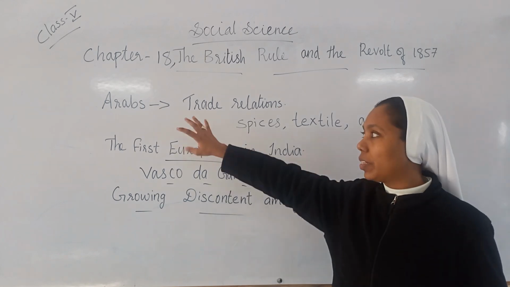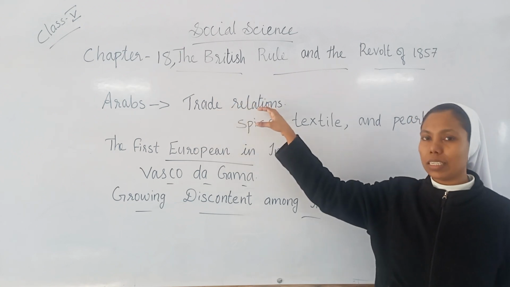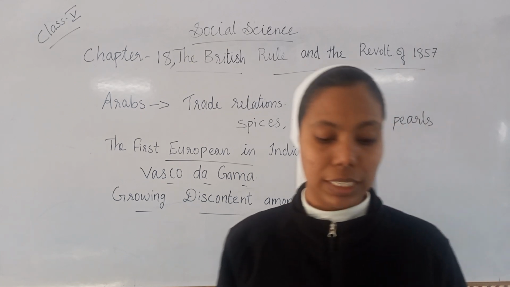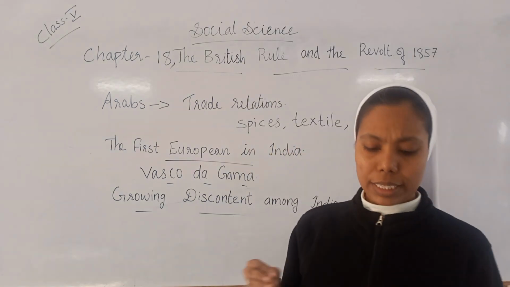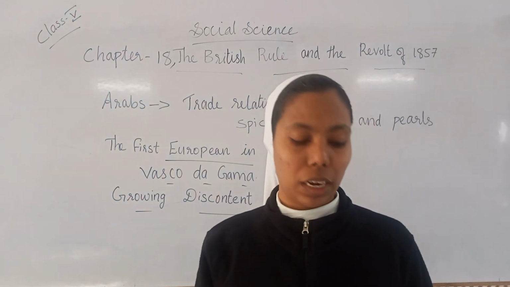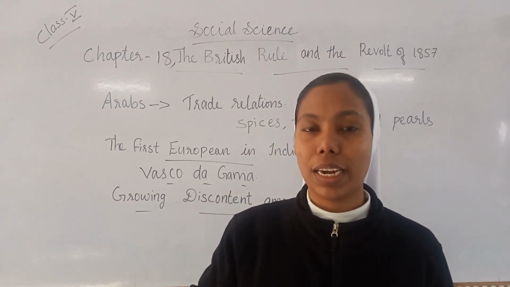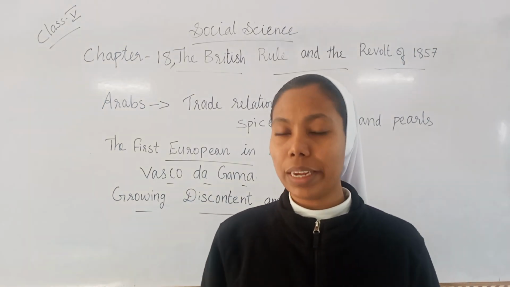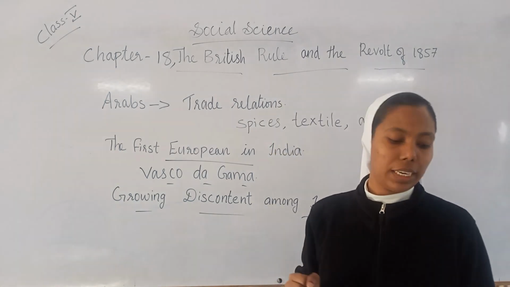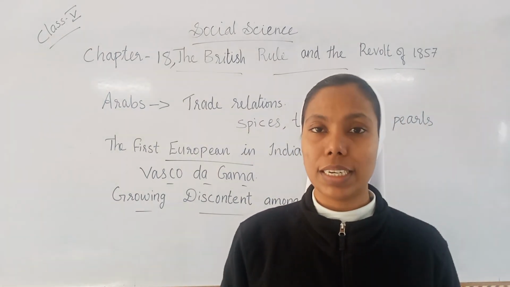I think you understood. First the Arabs and the Europeans came here for the trade relationship, and later they captured many parts of India. In this chapter, we will study how the Europeans came, established their rule in many parts of India, and how they ruled India. And we will also study how the native people revolted against them.